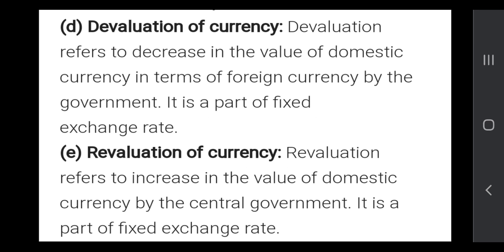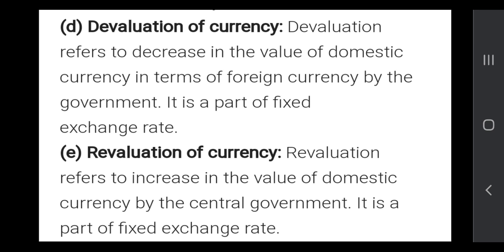Devaluation means devalue. Devaluation refers to decrease in the value of domestic currency in term of foreign currency by the government. It is a part of fixed exchange rate. Devaluation means if there is deficit in our BOP, balance of payment, then what will government do? Government will devalue our currency. Devalue means they will decrease the value of our currency.